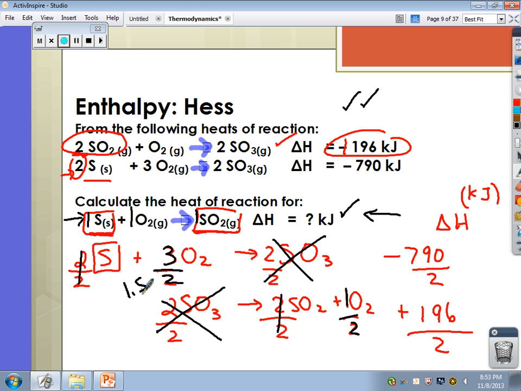And this is 0.5. So if you start with 1.5 and you end up with 0.5, didn't you only use 1 in the first place? So that works. So you've solved the puzzle, and now all you need to do is your math.